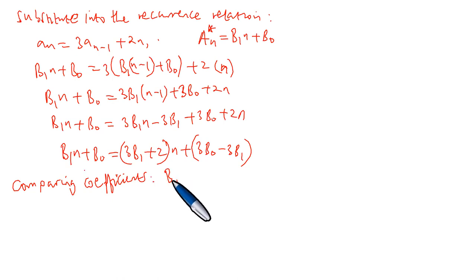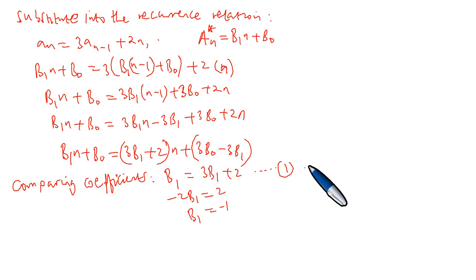Okay, there's B1. So now I'm comparing the coefficient of n there with the coefficient of n. So that's B1, which is 3B1 plus 2. Okay, that is an equation, and you can solve this one. How to solve it? You move terms, which gives minus 2B1 equals 2, which means B1 equals minus 1. And B0.